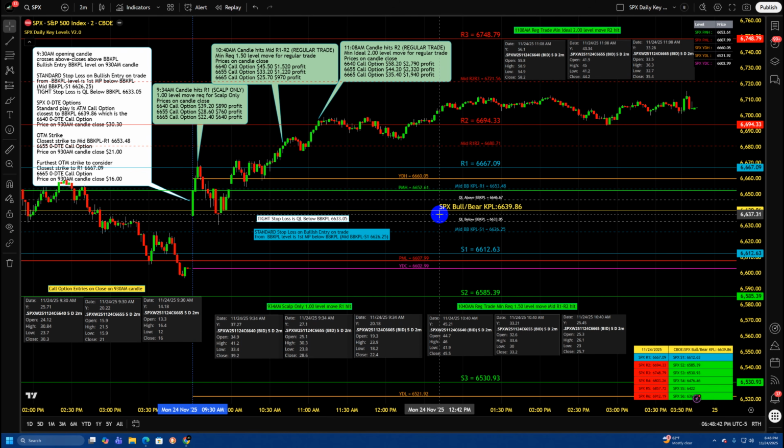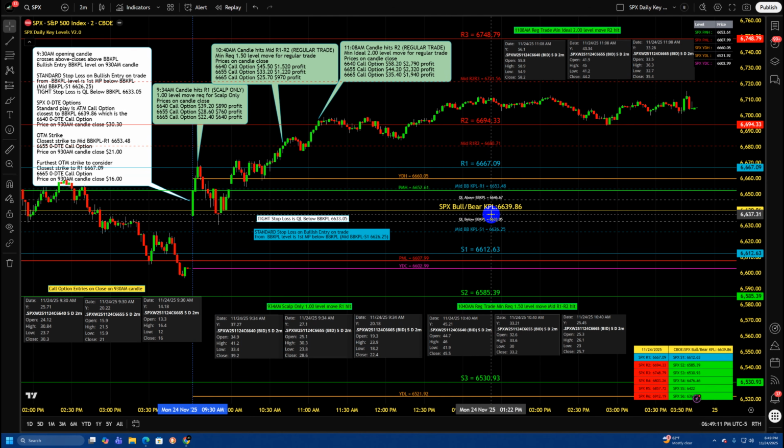So as far as today's session, we're just going to jump right into the trades for today's session and run through those. So we have the 9:30 a.m. opening candle that crosses above and closes above today's SPX bull bear key price level. So this is the all-important bull bear key price level. It's the important bull bear pivot for this session that the indicator's given.